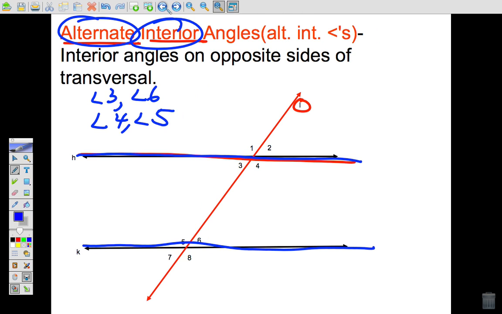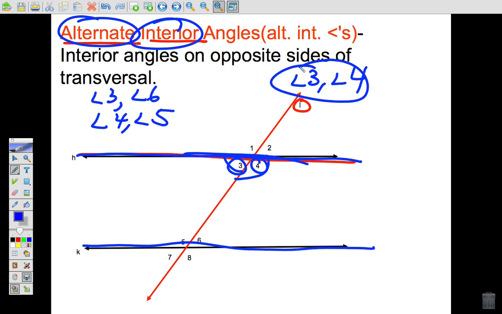Now let's go back to one. Remember when I made my mistake? I said angle 3 and angle 4 are alternate interior angles. They're not, because angle 3 and angle 6 are. That's one pair, and angle 4 and angle 5 are. What are angle 3 and angle 4? What do they add up to? Using your angle addition postulate, they add up to a straight line. So angle 3 and angle 4 would be what we call supplementary.